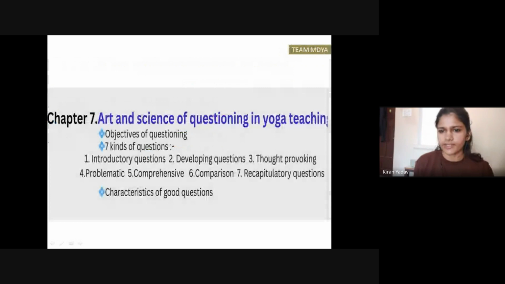Now the 7th chapter, art and science of questioning in yoga teaching. Objectives of questioning, 7 kinds of questions. First one are introductory questions, second developing questions, then thought-provoking questions, problematic questions, comprehensive questions. 6th, comparison. 7th, recapitulatory questions. And after all these, what are the characteristics of good questions? This is what we will study in chapter number 7.